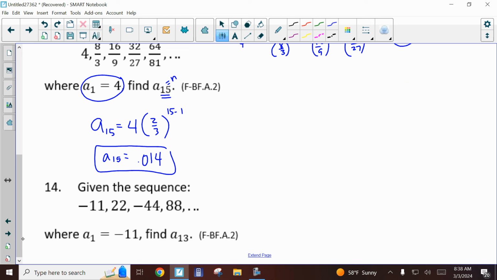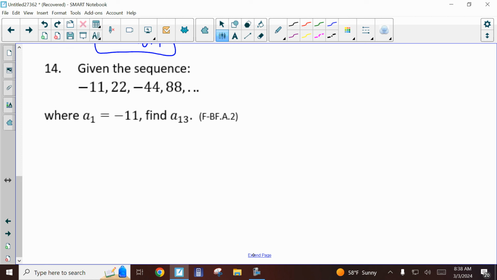Okay, number 14. You can tell just based on the signs, this is minus, this is plus, this is minus, this is plus. Anytime you have alternating signs like that, it usually means it's going to be geometric. So for the geometric function here, it looks like r is going to equal -2. And again, you can set them all up: 22 over minus 11, or 44 over 22 minus 44, or 88 over minus 44. Every single one of those is equal to -2.